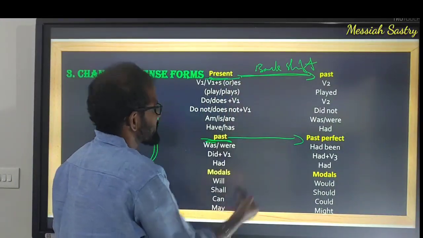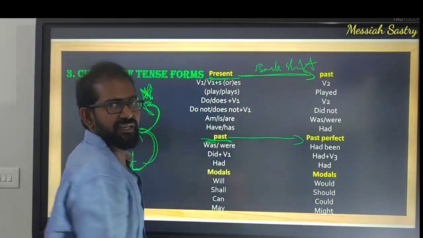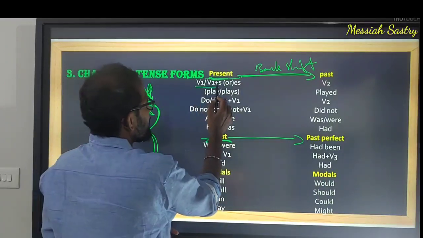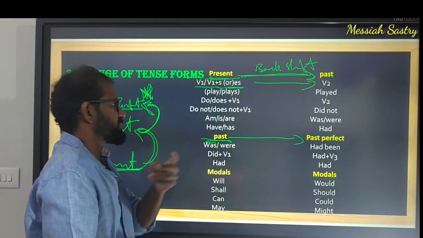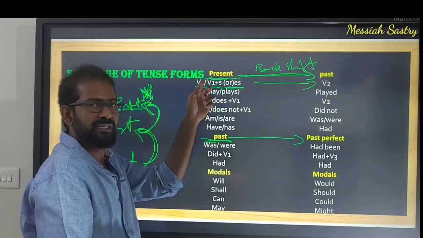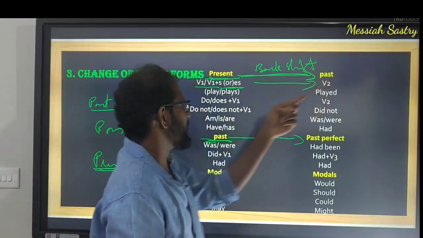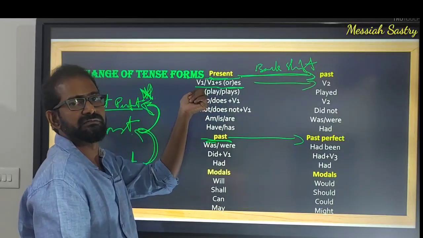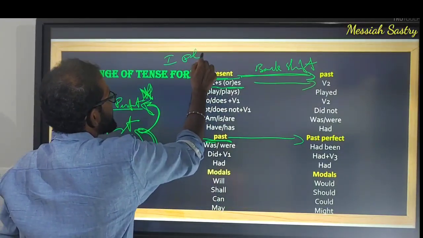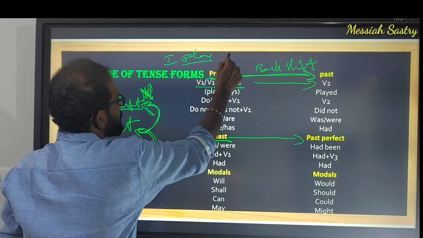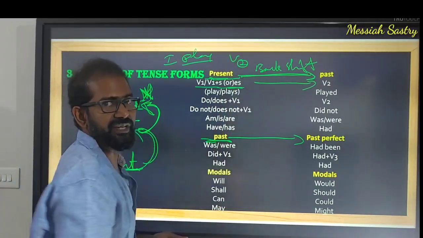And these are the words we need to be familiar with. Let us see, V1 or V1 plus es, that changes. Suppose in the direct speech you find verb V1. That V1 has to change to V2. Example, I play. Then this play has to change to V2 while changing into indirect speech.